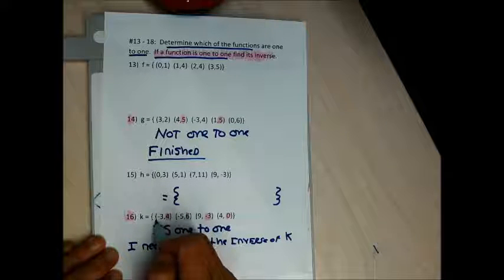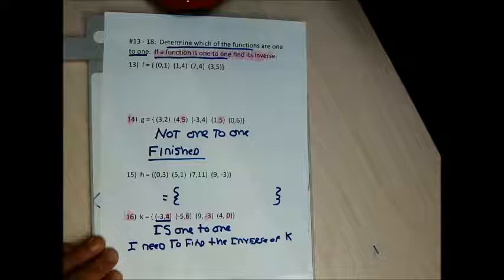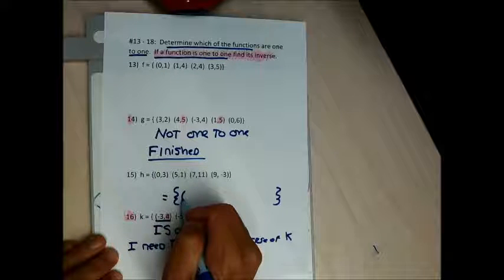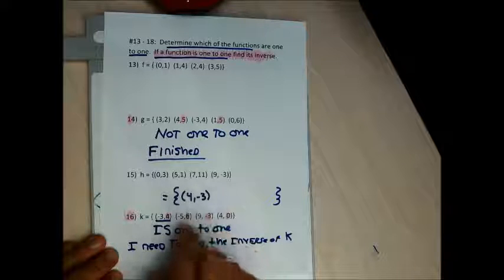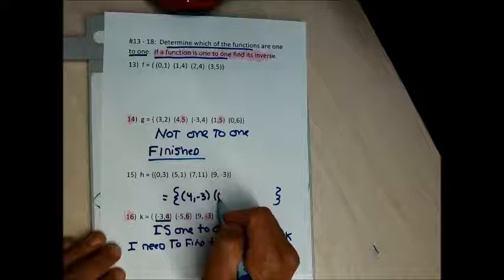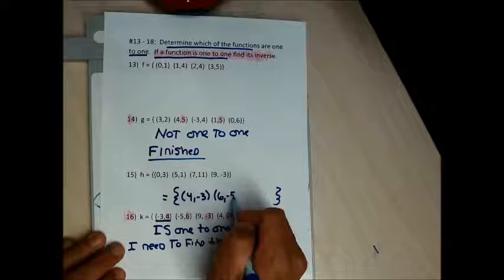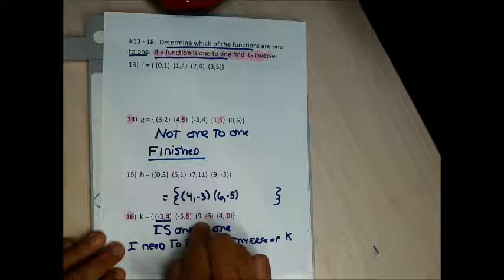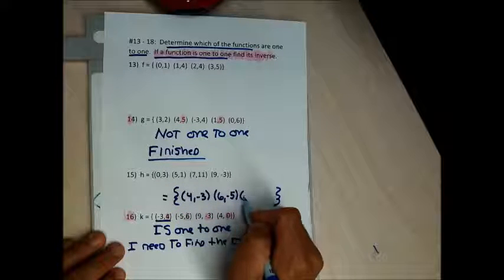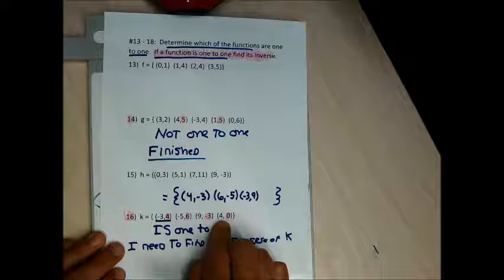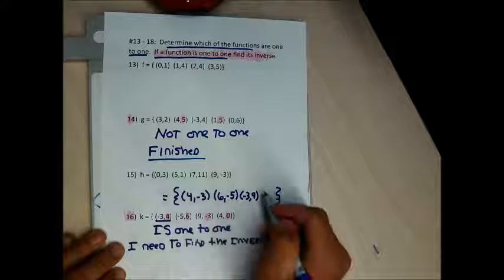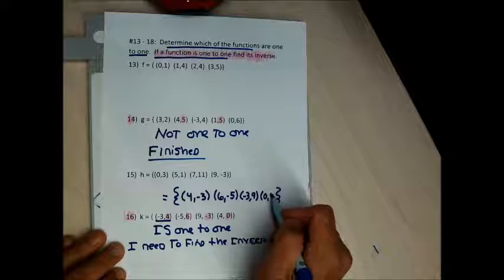So the point -3, +4 is a point in k. To find the inverse of k, I'm going to flip that to the point 4, -3. I'm just going to flop the x and y. The point -5, 6 is in k. The point 6, -5 is going to be in the inverse of k. The point 9, -3 is in k. The point -3, 9 is going to be a point in the inverse of k. And the point 4, 0 is in k. The point 0, 4 is going to be in the inverse of k.